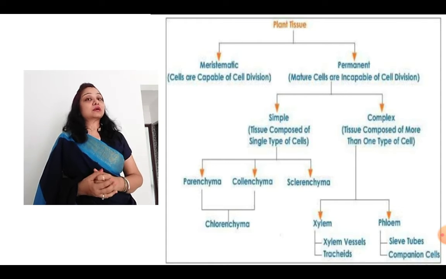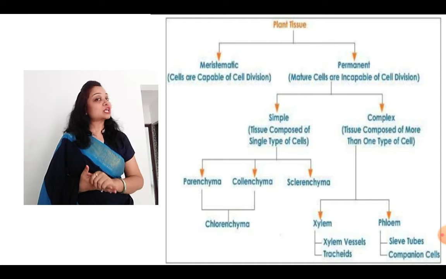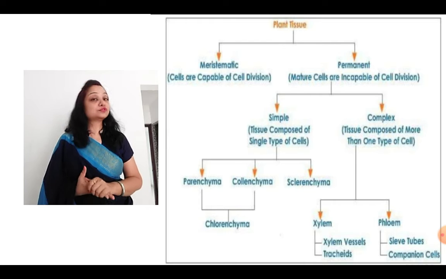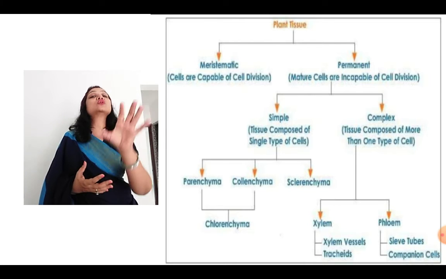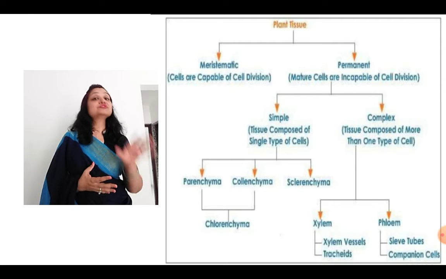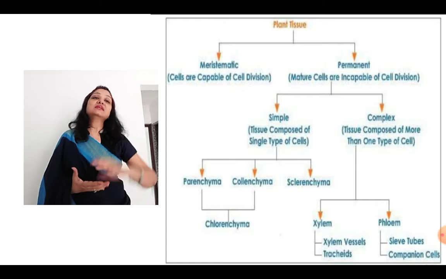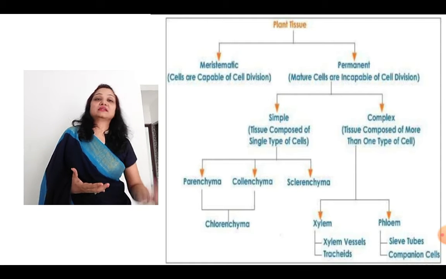Firstly, we'll discuss the plant tissues. There are so many, so just focus on the flow chart and I'll ask you to draw it in your notebooks also. And we'll be discussing all these in detail. So what is there in these types of plant tissues? Mainly there are two types of plant tissues: the meristematic one and the permanent one.